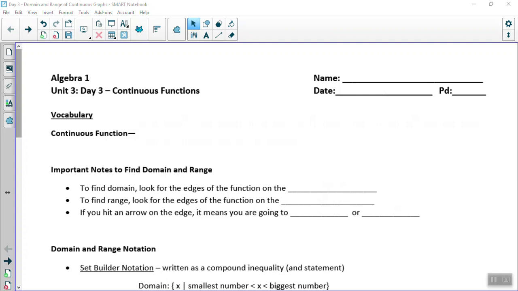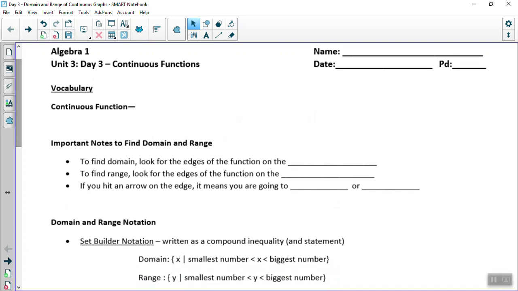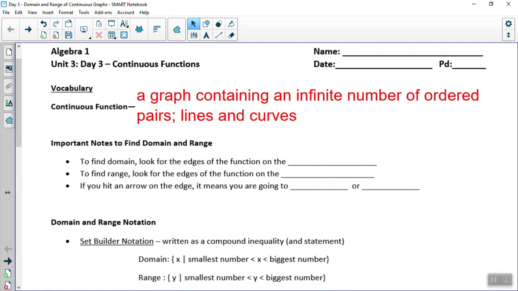Hi everyone. Today we're going to be talking about domain and range, but this time it will be on what we call continuous graphs or continuous functions. All right, so what is a continuous function? Well, think about what the word continuous means. Sometimes we can think of it as never ending. So when we talk about functions, it's a graph that contains an infinite number of ordered pairs, lines, and curves.